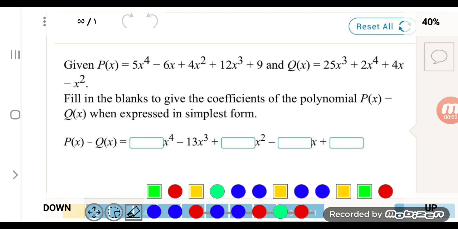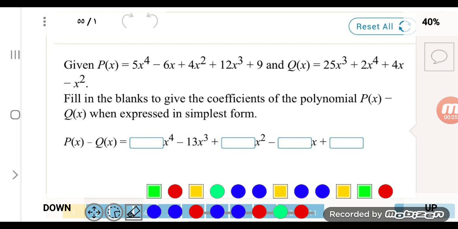Hello guys, in this video I'm going to tell you how you solve the most difficult questions in the math periodic. So here in this question, fill in the blanks to give the coefficients of the polynomial px minus qx when expressed in simplest form. So first step here, what do you do?